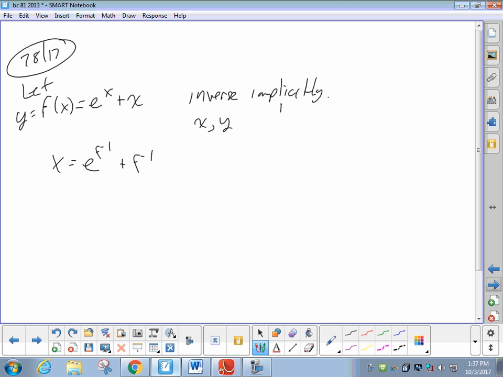Now the implicitly. If you know implicitly, then you say, woo-hoo, because implicitly means you are done. You don't have to solve for y. Implicit means mixed up is okay. You don't have to solve for it. And so you are done. That's it. Implicitly, you're done.